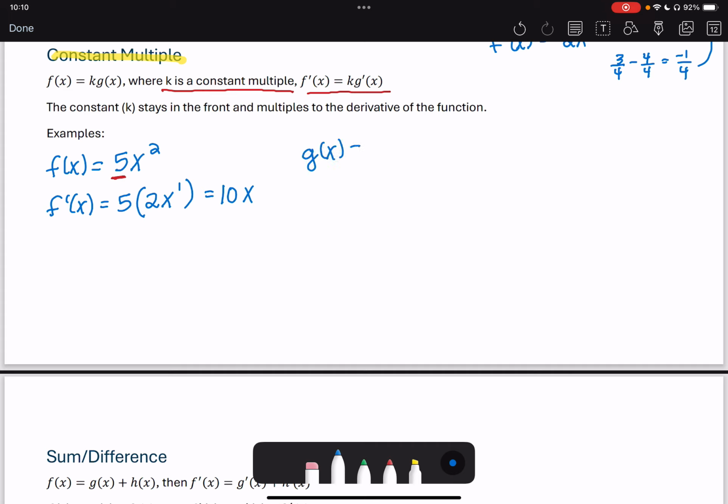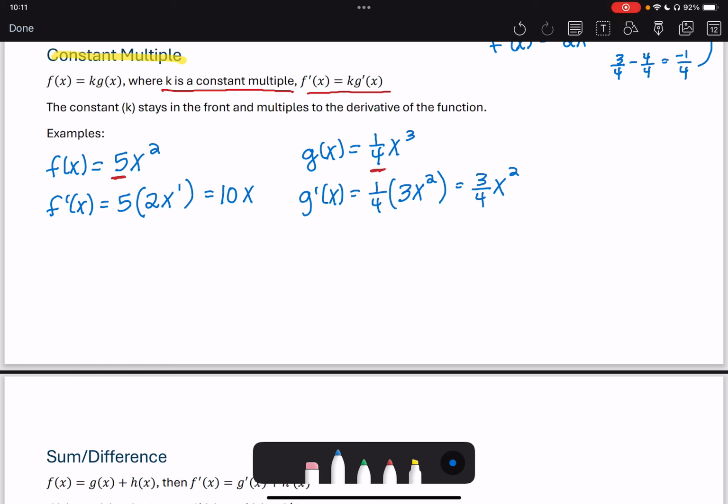So g of x is 1/4 x cubed, right? This is my k. This is my constant multiple here, 1/4. It's just going to come along for the ride. g prime of x is 1/4 times, now I'm going to take the derivative of the x cubed, which is going to be 3x squared using the power rule there. And then I'm just going to simplify this and say 3/4 x squared, because 1/4 times 3 is 3/4. And that is my derivative.